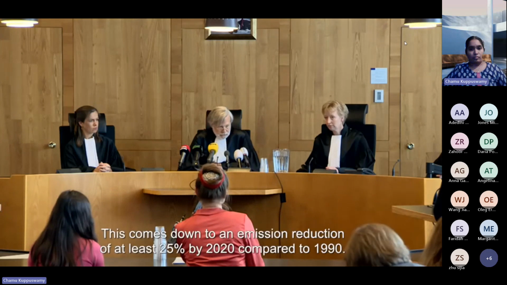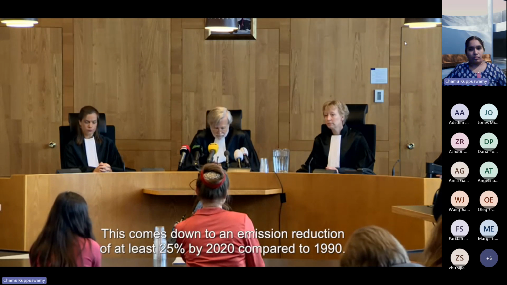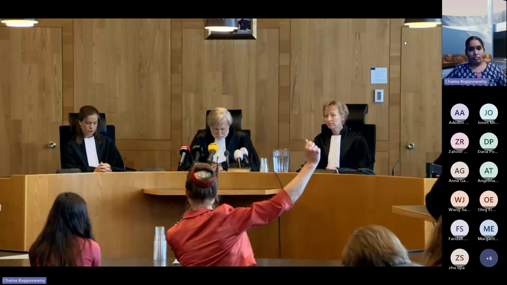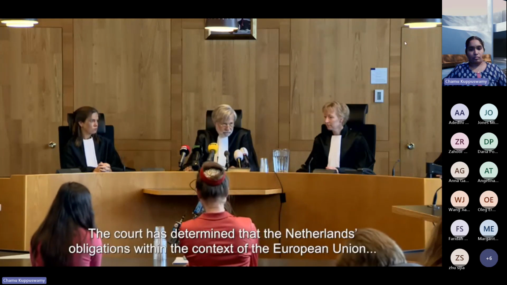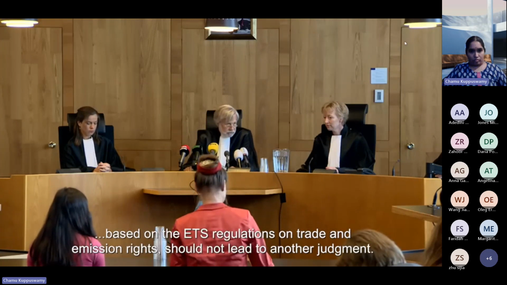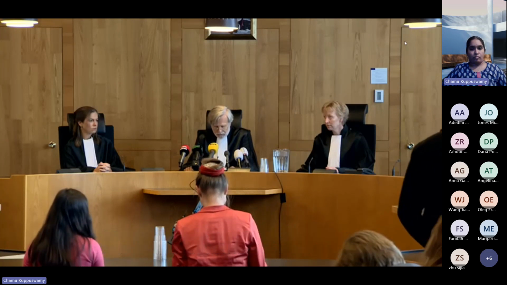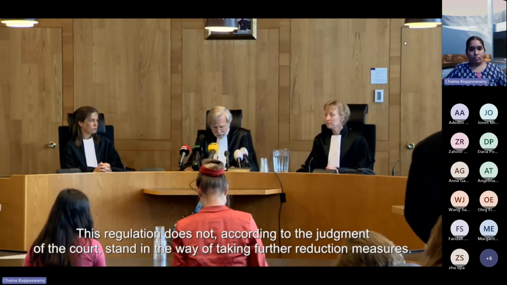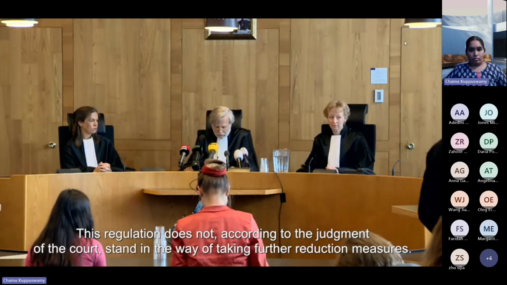Dit komt neer op een vermindering van de uitstoot van ten minste 25% in het jaar 2020 ten opzichte van het jaar 1990. De rechtbank heeft onder ogen gezien dat de verplichtingen van Nederland in het verband van de Europese Unie op grond van de ETS-richtlijn over de handel in emissierechten niet tot een ander oordeel kunnen leiden. Deze richtlijn staat naar het oordeel van de rechtbank echter niet in de weg aan het treffen van verdergaande reductiemaatregelen.